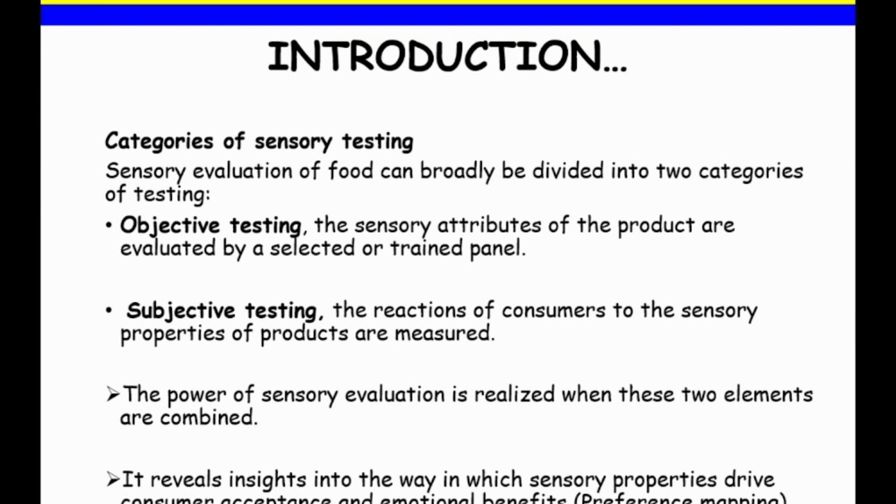There are different categories of sensory testing. Sensory evaluation of food can broadly be divided into two categories of testing: objective testing and subjective testing. In objective testing, the sensory attributes of the product are evaluated by a selected or trained panel.